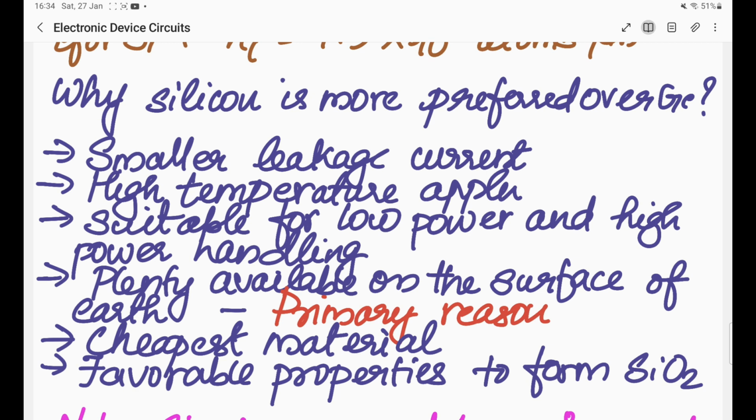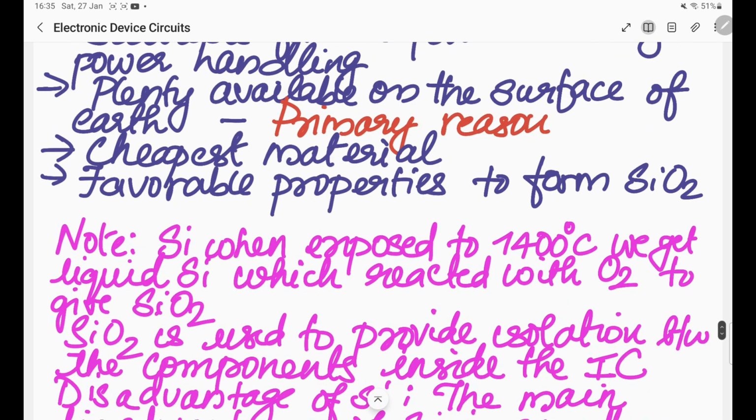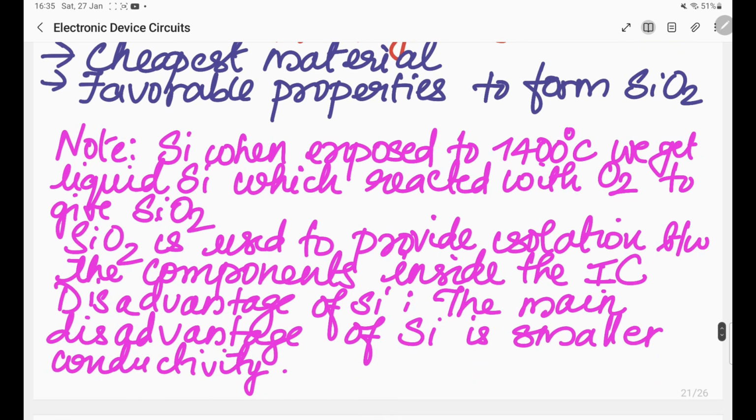Also, it is suitable for low power and high power handling, and there is plenty of availability on the surface of Earth, which is a primary reason. We have a lot available on the surface of Earth, and it is the cheapest material. Another is favorable properties to form silicon dioxide. So how is silicon dioxide formed? Silicon, when exposed to 1400 degrees Celsius, gives liquid silicon, which reacts with oxygen to give silicon dioxide. Silicon dioxide is used to provide isolation between the components inside the IC, and these are the main features why silicon is preferred over germanium.